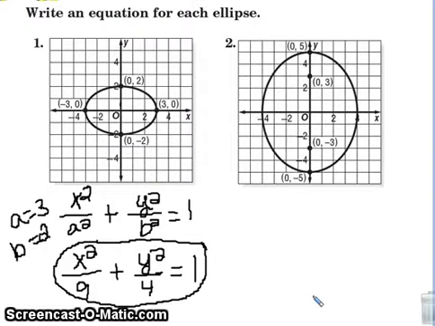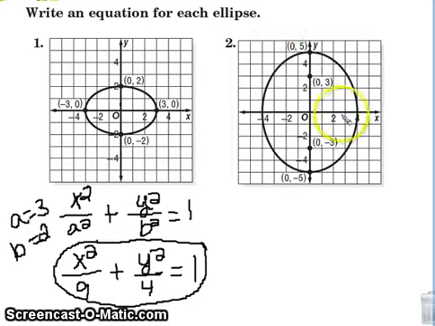Remember when I said a circle, the coefficients, everything will always divide out evenly, and it will be very pretty? The coefficients of your x squared and your y squared, if it's a circle, will always divide out evenly. That's not the case with an ellipse. With an ellipse, they will not have the same coefficient.